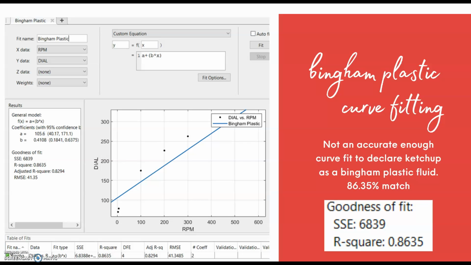In my research, some articles incorrectly claimed that ketchup is a Bingham plastic fluid. This would clearly contradict information that indicates a shear thinning property of ketchup, and with only an 86.35% match, it is obvious that this is not an accurate curve fit.